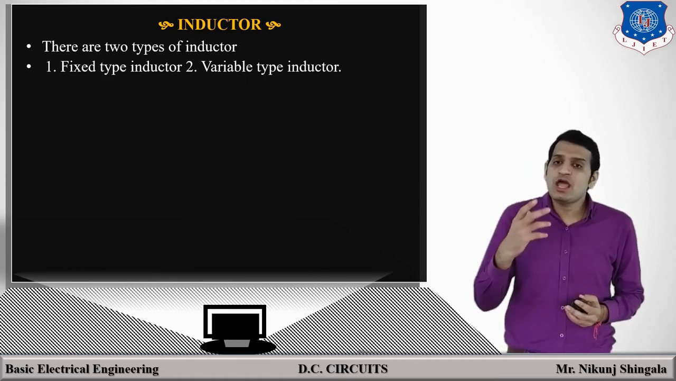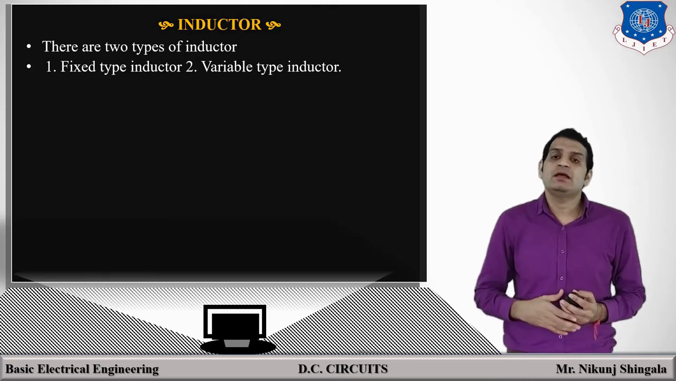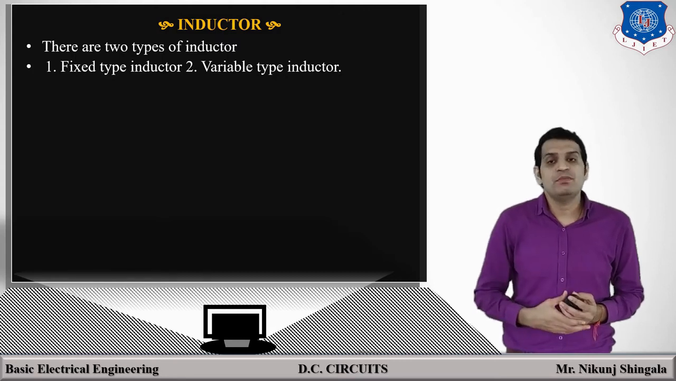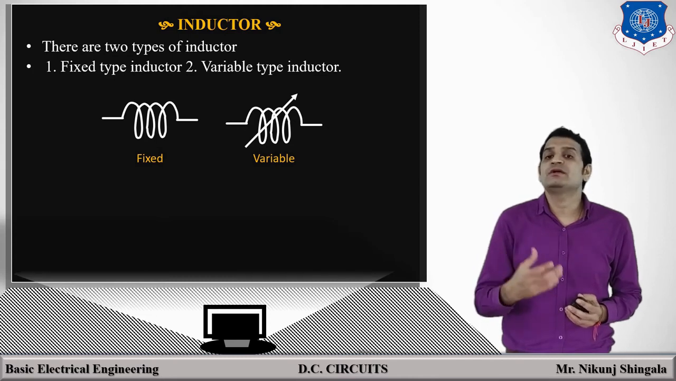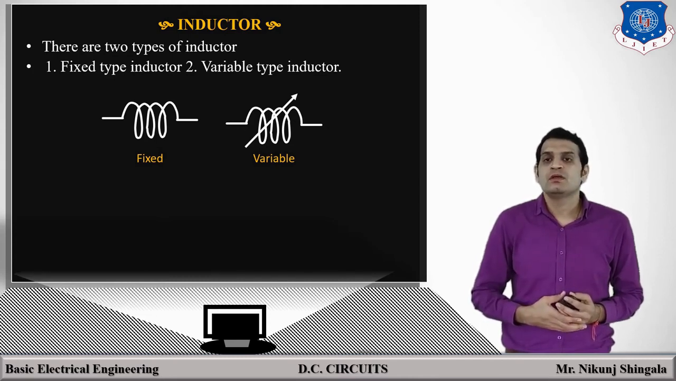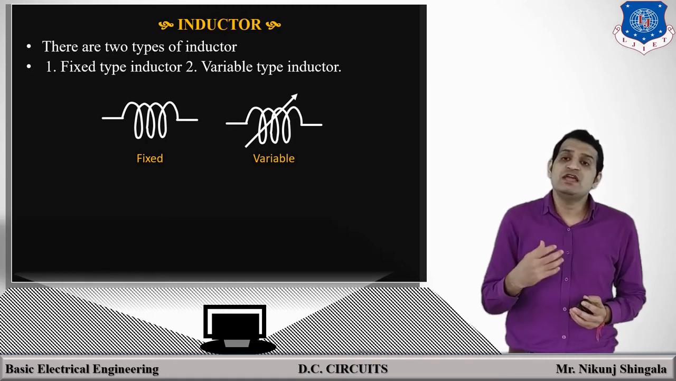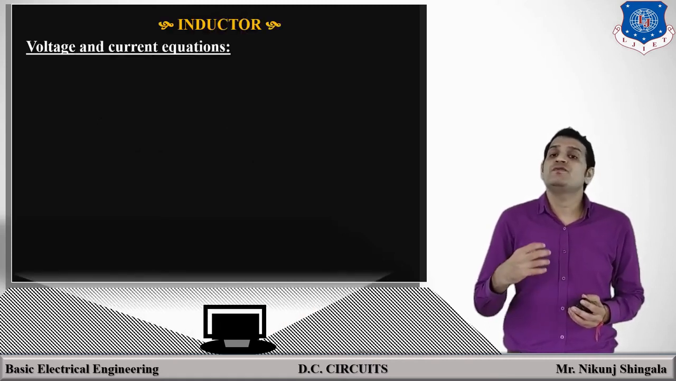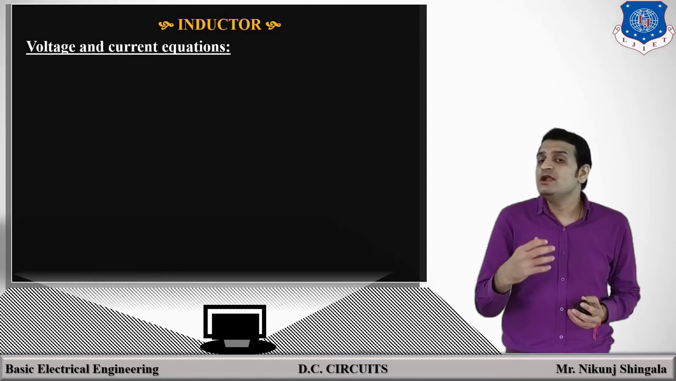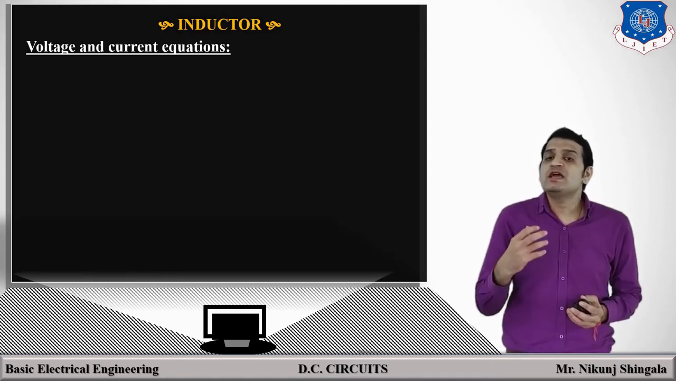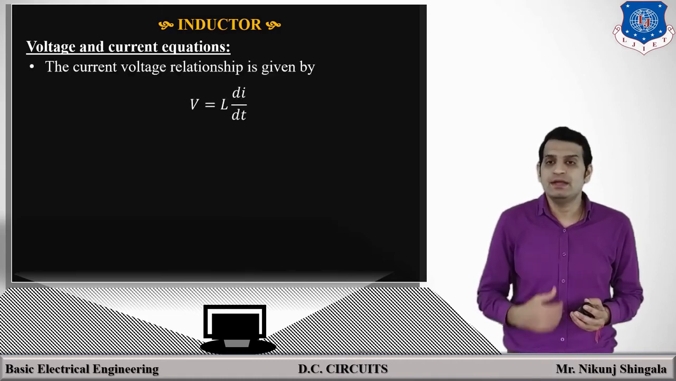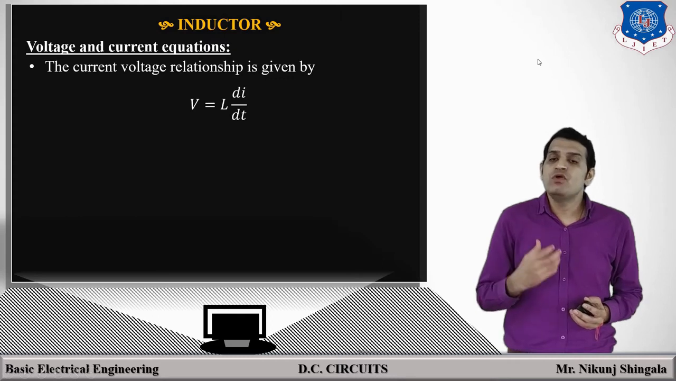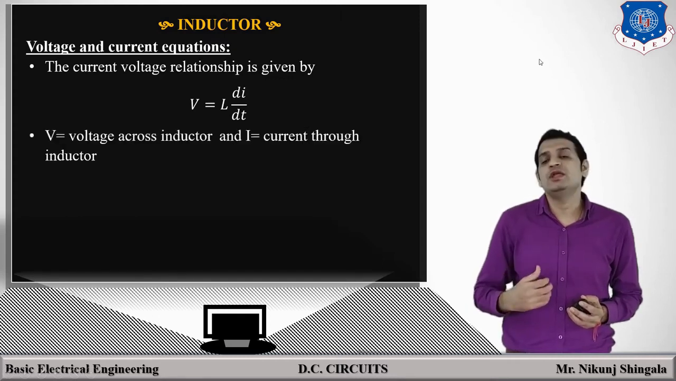Now, there are two types of inductor: fixed type inductor and variable type inductor. And these are the two symbols of fixed type and variable type inductors. In the variable type inductor, the value of the inductance can be changed. The next one is the voltage current equation. As the current starts to flow through the coil, EMF gets induced in the coil. So the voltage current relationship of an inductor is given by V is equal to L di by dt, where V is the voltage across the inductor and I is the current flowing through the inductor.